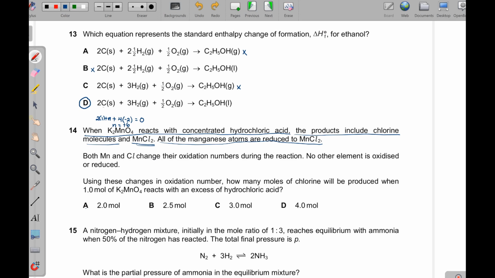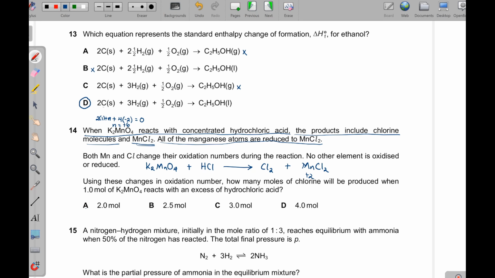Now, that means when I'm writing this equation, I will have this potassium manganate 6 plus the concentrated HCl. I would expect to get what? Chlorine molecules. That's what they said. Chlorine molecules, and this chlorine is diatomic. Okay, then plus I would have put this one here, but they said that all manganese atoms are reduced to this one here. So in here we're having a +2.